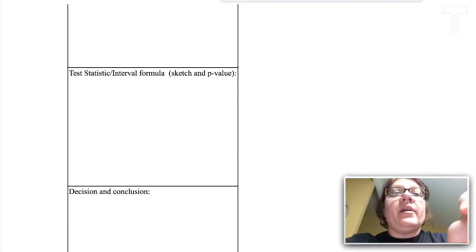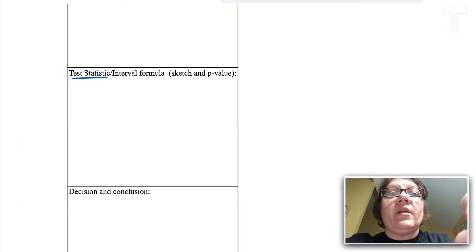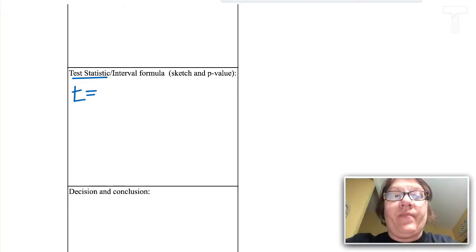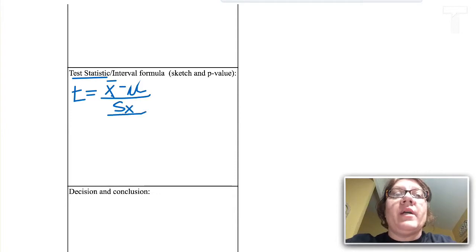So in order to calculate the test statistic for a one sample t-test, I have to use my formula. And remember, this is technically on the formula sheet, but it's all in words. So t is going to equal my sample value minus my population value divided by the standard deviation of my sample.